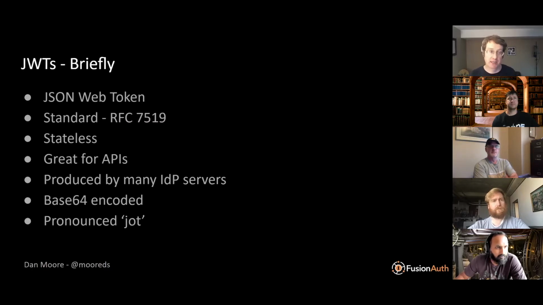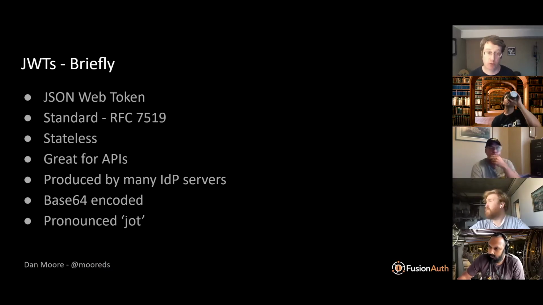Real quick, JWTs are JSON Web Tokens. They're an IETF standard, and they're a stateless, portable way for you to represent user identity. They're great for APIs because you can generate a JWT and pass it to your APIs, and your APIs can know: can I allow this user to do this? Can I allow this user to do that? Without calling back to the main user data store, and we'll see how that works.